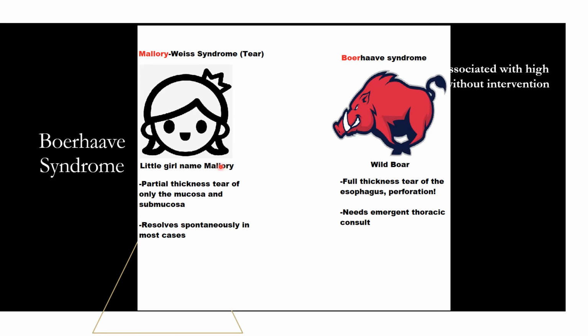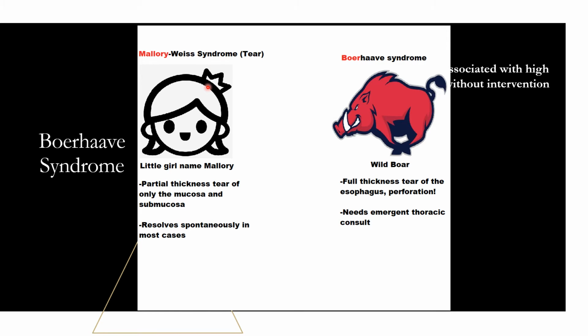Now, on the opposite end, if that's all Mallory could do, what is Boerhaave syndrome going to do? So Boerhaave syndrome is going to be this wild boar with these massive tusks that are going to rip right through the esophagus and cause a perforation. This is going to need emergent thoracic consult, much more dangerous. So you need to know this again, because when they give you a vignette, they're not going to give you just Mallory-Weiss syndrome.